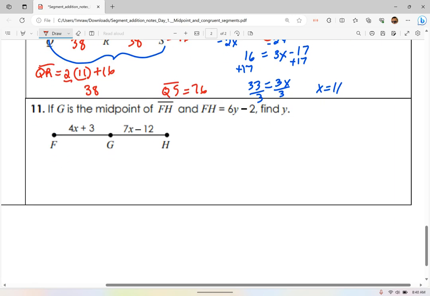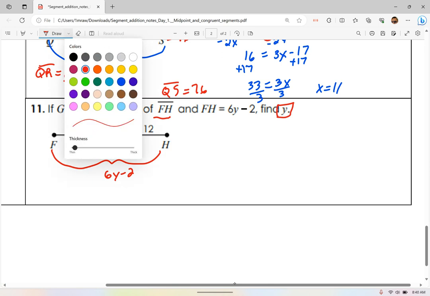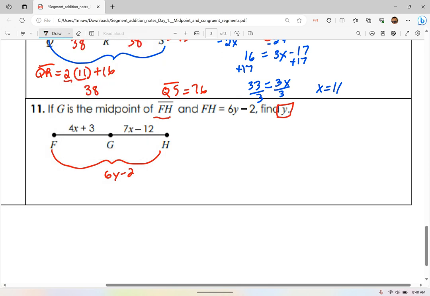Now here we go right here. This is going to be interesting, right? If G is the midpoint of FH, right? And FH is equal to 6y minus 2, find y. Oof, this is a big one. So watch this. Okay, so we know they're equal to each other, so we can solve for x. That's the hidden part. Once we solve for x, we want to find the whole value, number-wise, and then set that equal to the 6y minus 2, right?